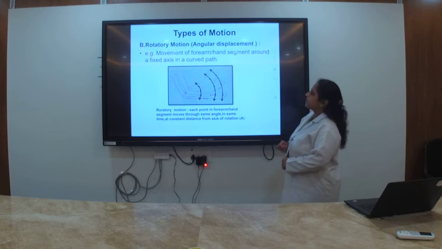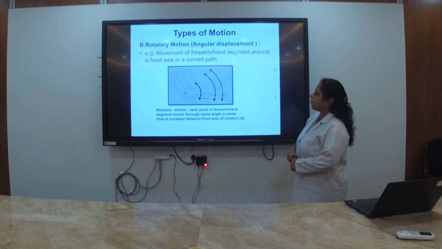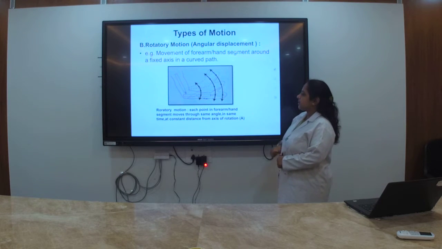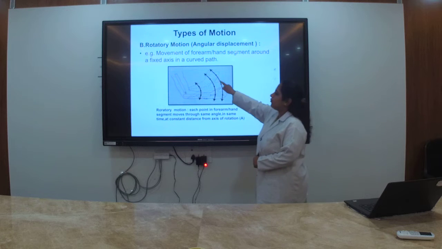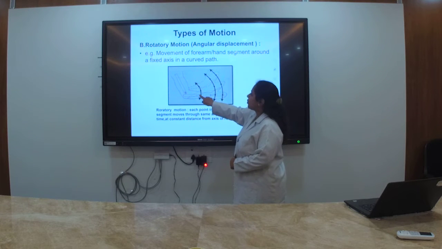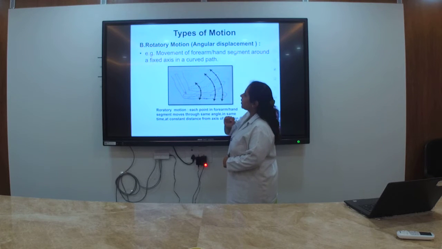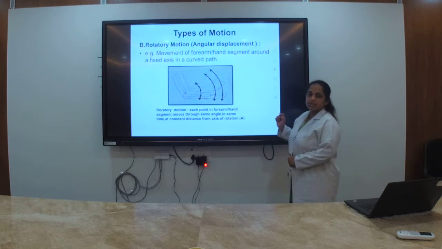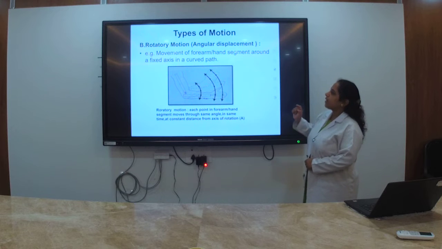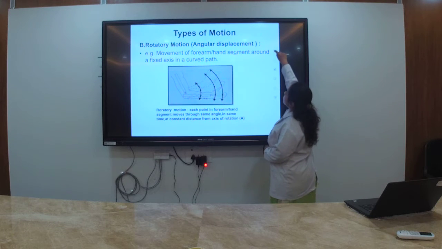Now you can see the example in the human body. Like a person is doing elbow flexion. Now this forearm hand segment is rotating around the axis of the elbow joint. So this is the second type of motion, that is rotatory motion.